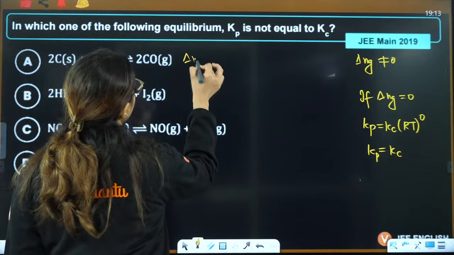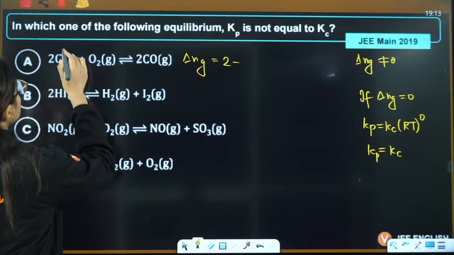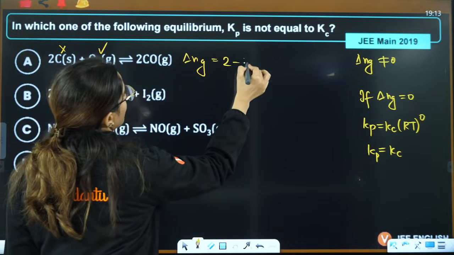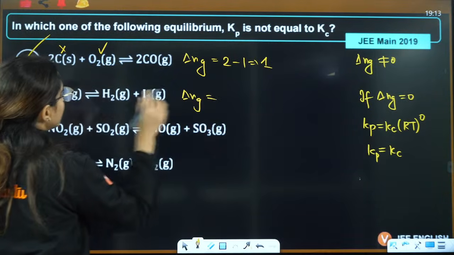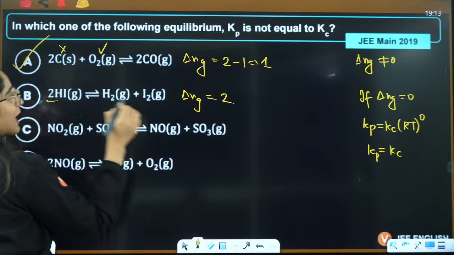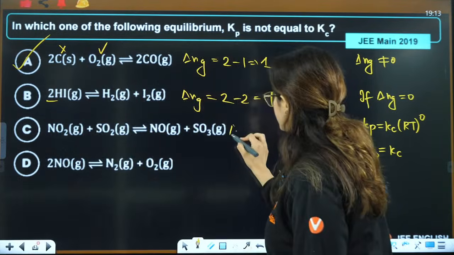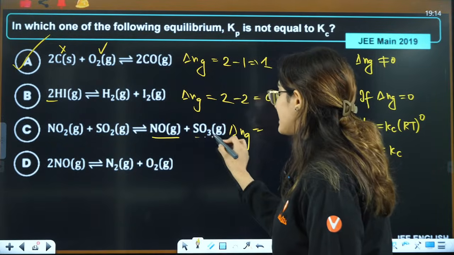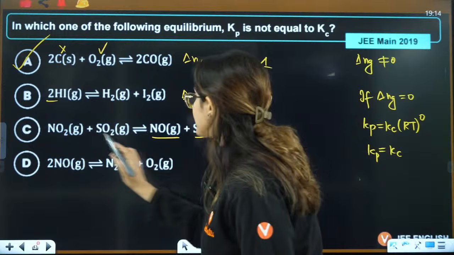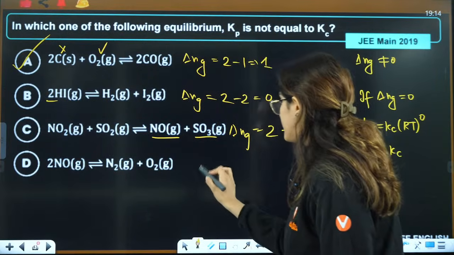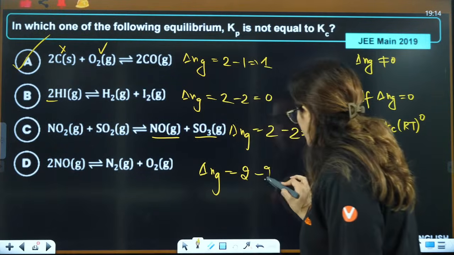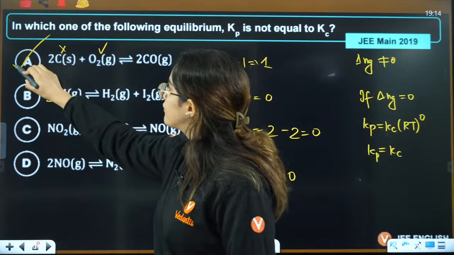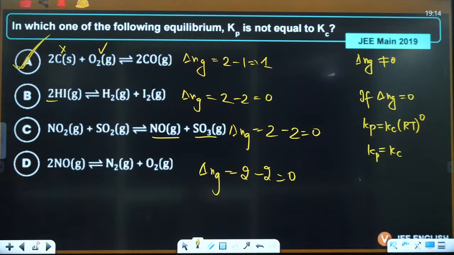Here delta Ng is 2 minus, and this is solid so it will not be included, so 2 minus 1 is 1. Answer will be A. Here, product is 2, reactant is 2, so it is 0. Here the gases are 2 and 2, so it is 0. Here product is 2 and this is also 2, so it is 0. So the correct answer again is A. Right, everybody?